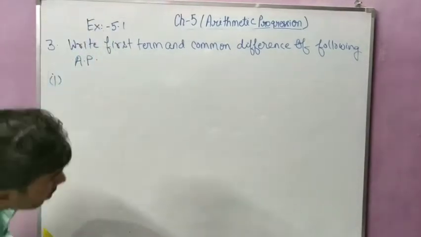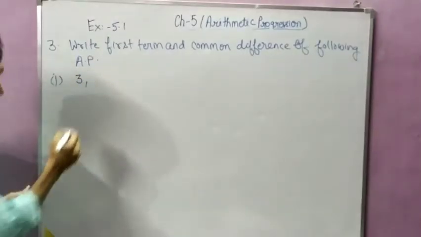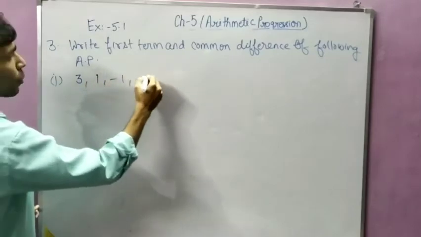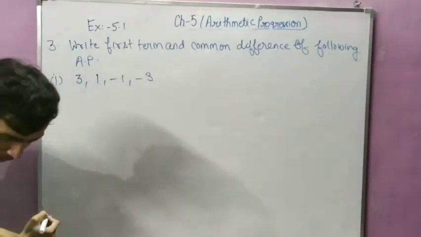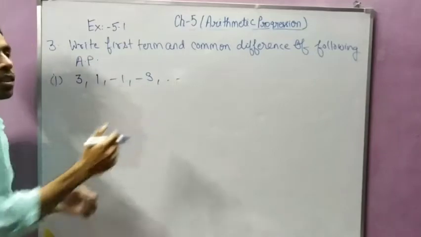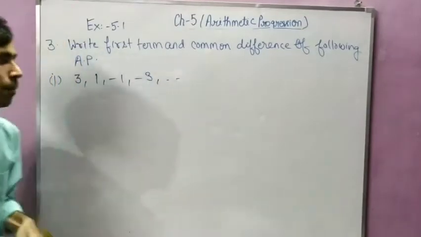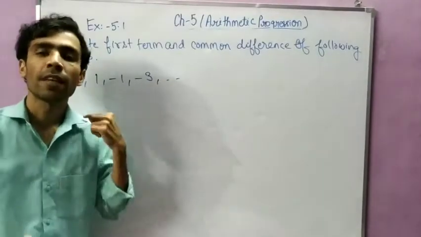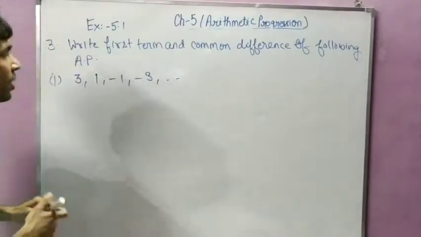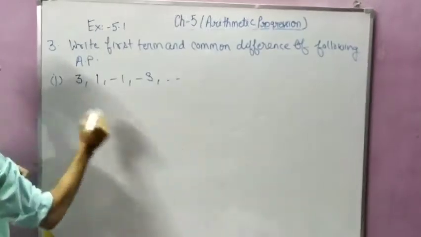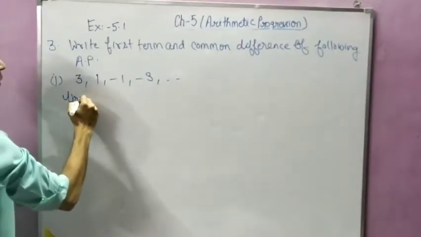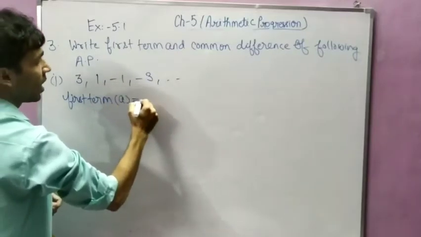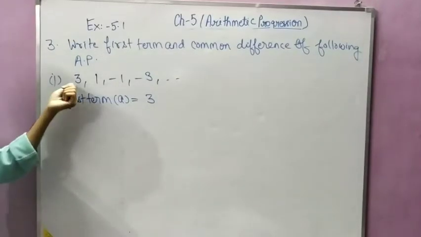So first part is that 3, 1, minus 1, minus 3, dot dot dot. Okay, dot dot means it will continue. Okay, so it is an AP and we have to find its first term and its common difference. So first term will be 3 only. So first term, which is denoted by small a, that will be 3 only. Okay, because this is the first term.